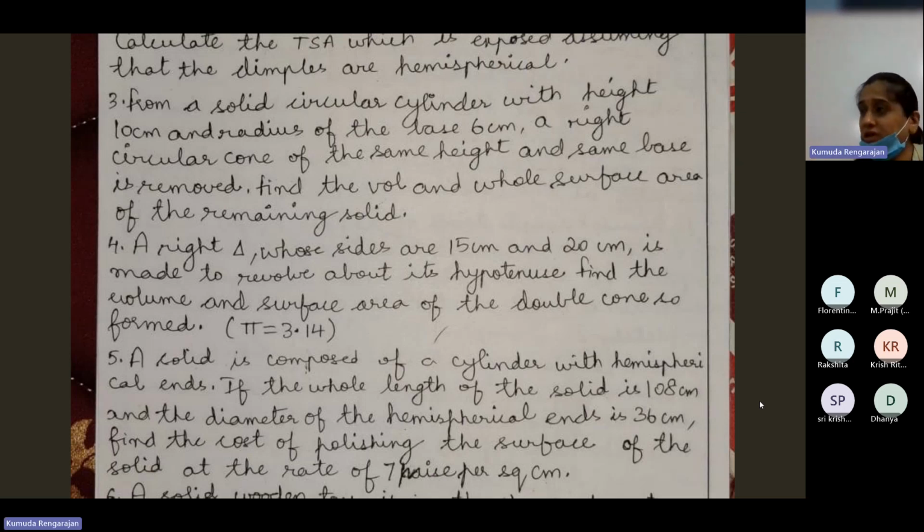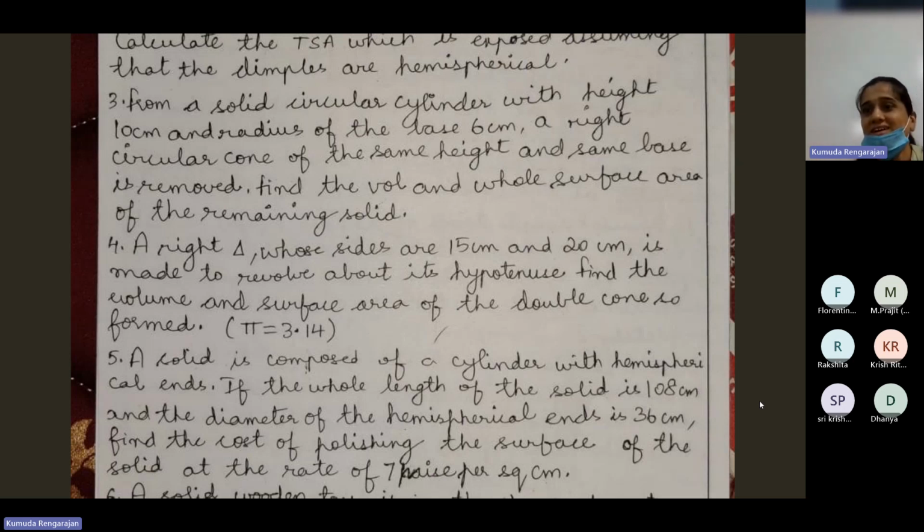So to find the volume of the remaining solid, what was the original solid? Cylinder. From that, what is removed? Cone. So volume of cylinder minus volume of cone. Volume works like that. What was the whole thing first? Cylinder. What is removed? Cone. So the volume of the remaining solid is the volume of the cylinder minus the volume of the cone. You should be careful with the area. Finding area, you should be careful. Area is not TSA of the cylinder minus TSA of cone.